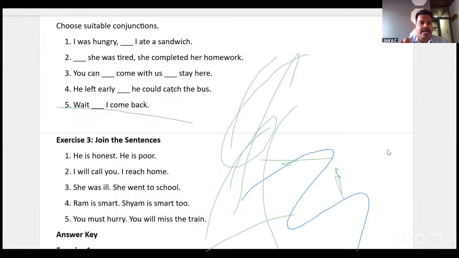So he is honest, he is poor. So this can be joined in many ways. Although he is poor, he is honest.